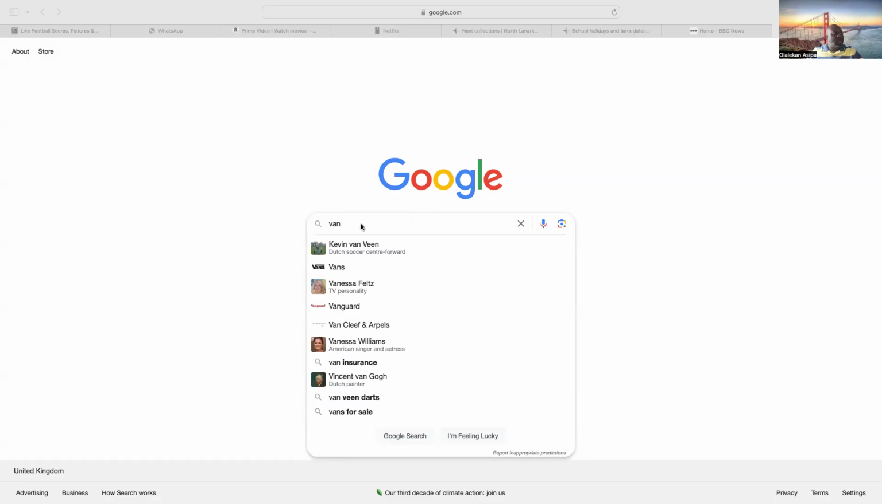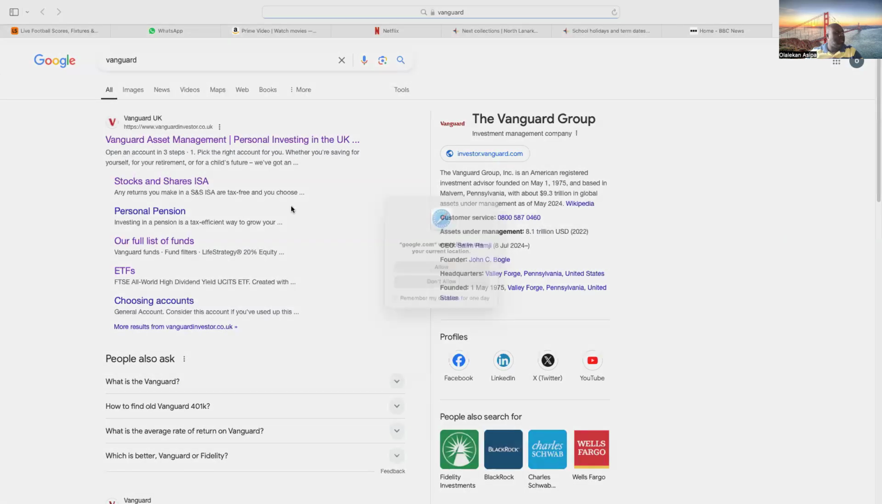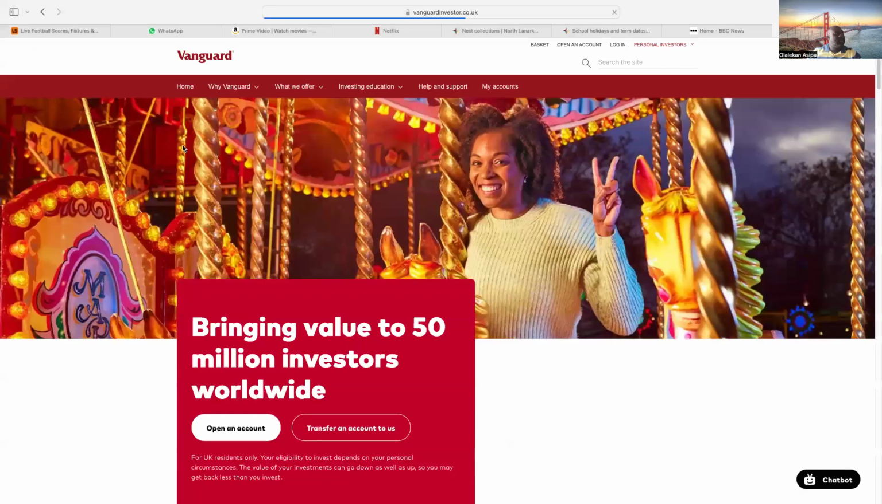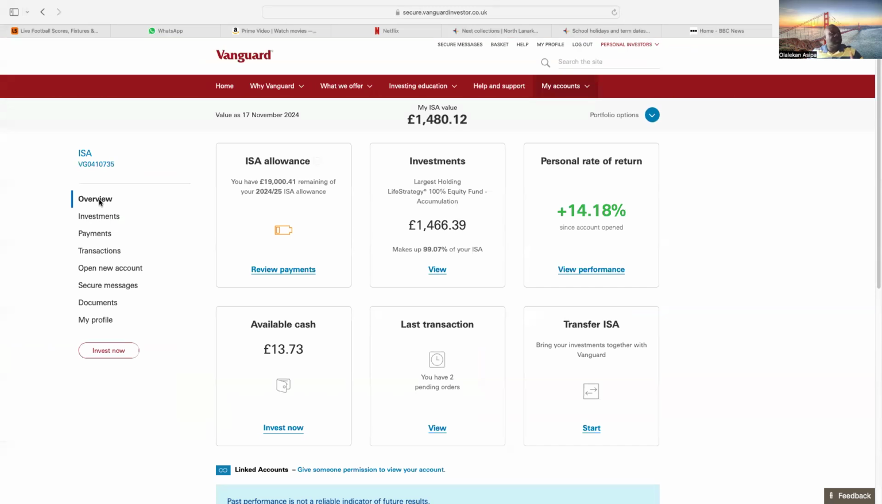So on the screen, all I need to do is type Vanguard. Vanguard is the platform I've been using. I'll just take you straight in. If you click on that, now I already have an account with Vanguard, but if you don't, all you have to do is log in and create an account. So if I go to my profile and overview, this is the Vanguard platform. It's showing the investment I currently have.